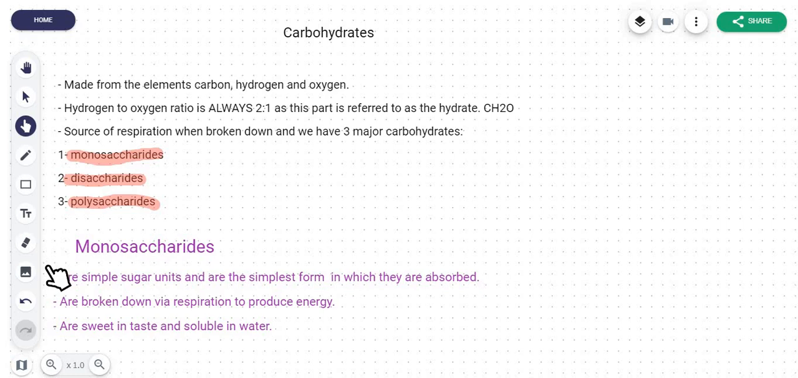They're the simplest form of the sugar units, so call them simple sugar units. And this is the form in which they're absorbed. When you eat anything that may contain carbohydrates, it's converted into monosaccharides that can easily pass through your cell surface membrane after having been broken down. They are broken down via respiration to produce energy. And these are sweet in taste and soluble in water.